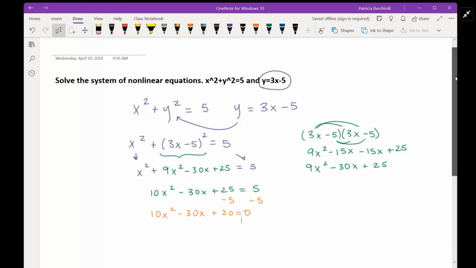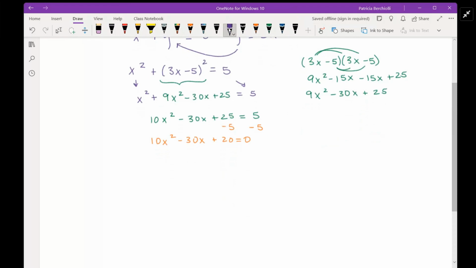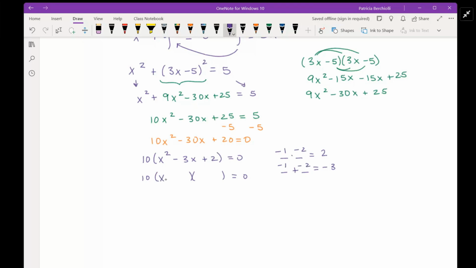Now we will solve this by either factoring, using the quadratic formula, or completing the square. I'm going to first start by factoring out a common factor of 10 to give x squared minus 3x plus 2. And I'm going to just continue to factor. So x squared minus 3x plus 2 does factor. Two numbers that multiply to the constant of 2 and add to the coefficient of x of negative 3 would be negative 1 and negative 2. So we would have x minus 1 and x minus 2.